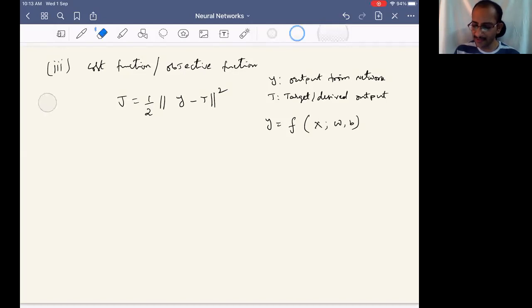This is referred to as mean square error. These are square error based cost functions. L2 norm for cost. Right, tell me, how do we do it for the cross entropy based objective function?